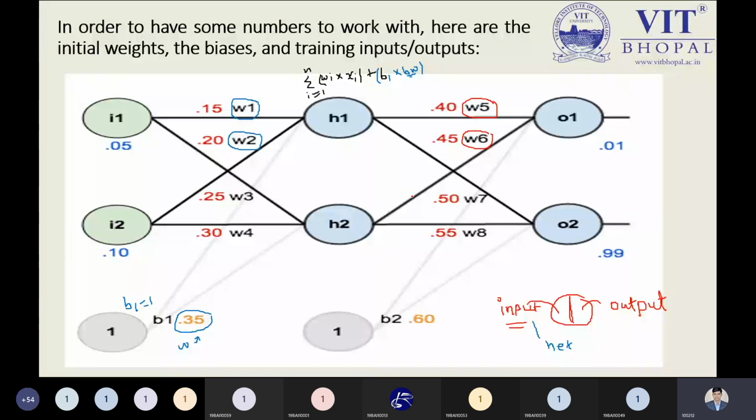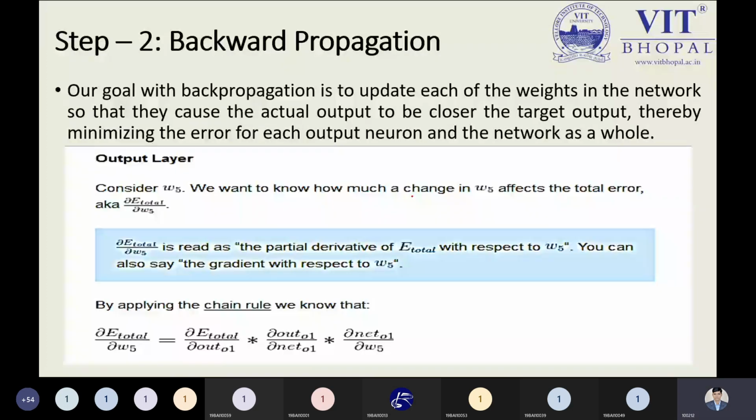Now let us understand the concept. Now start the backward propagation. At the output layer, we are considering W5 as a weight, and we want to know how much a change in W5 affects the total error. So we have to use the partial derivative of E total with respect to W5. Please note down all these values. This is the mathematical portion we have to keep in mind. You must be familiar with derivatives.